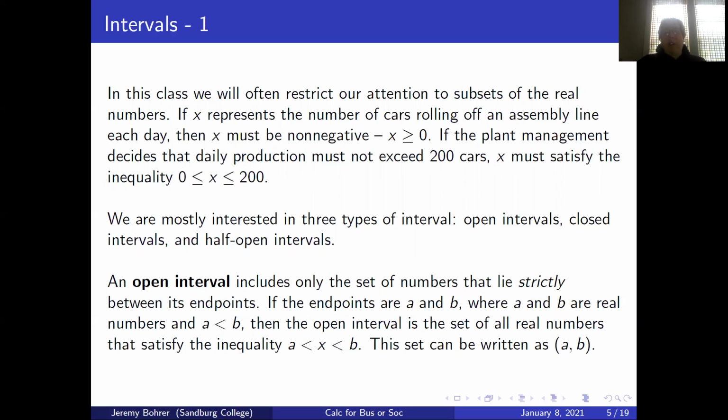We are mostly interested in 3 types of interval: open intervals, closed intervals, and half-open intervals. An open interval includes only the set of numbers that lie strictly between its endpoints. If the endpoints are A and B, where A and B are real numbers and A is less than B, then the open interval is the set of all real numbers that satisfy the inequality A is less than X is less than B. This set can be written as (A, B) in parentheses.